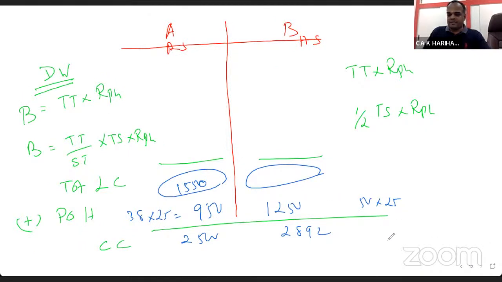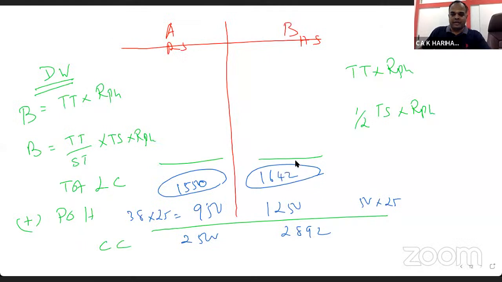1,550. Similarly, 2,892 minus 1,250 is equal to 1,642. Kindly check the total and all. Okay, 1,642 is the total. Check it, 1,550 or 1,250? 1,250. Okay, 2,500 minus 950 is equal to 1,550.